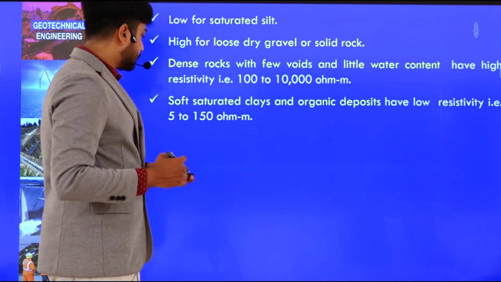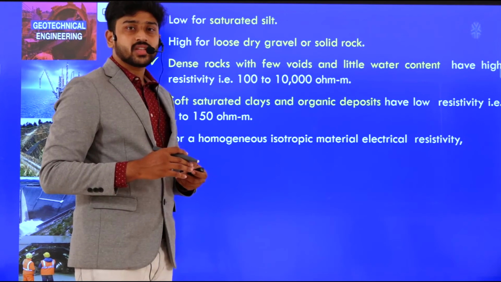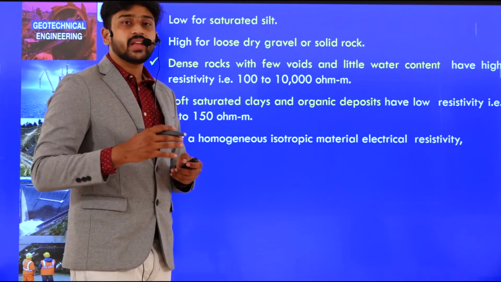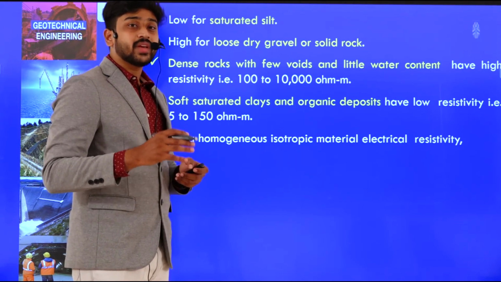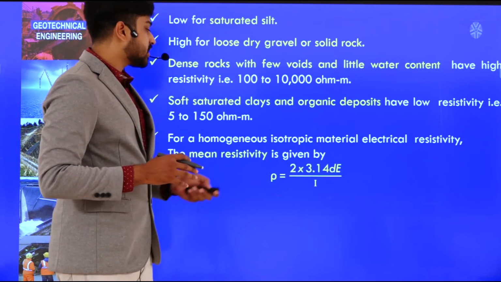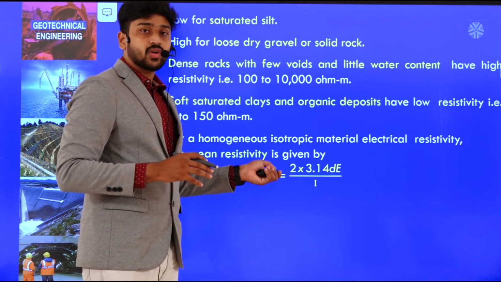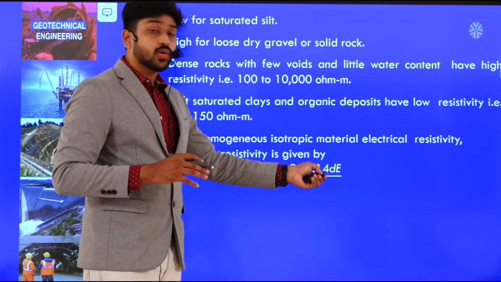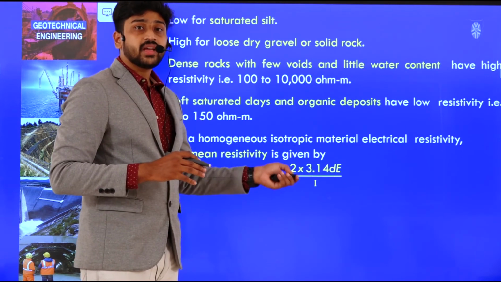Now in case of a homogeneous isotropic material, the resistivity is represented in terms of the mean resistivity here. So the mean resistivity is given by this expression, that is rho, it is denoted by rho, is equal to 2 × 3.14 × d × E / I.